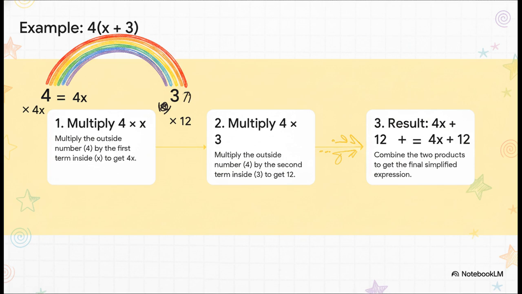Let's say we have 4 times the group, x plus 3. First, you draw a little rainbow arc from the 4 to the x. What's 4 times x? It's 4x. Then you draw a second arc from that same 4 all the way to the 3. What's 4 times 3? It's 12. So 4 times (x plus 3) turns into 4x plus 12. You just follow the rainbow.